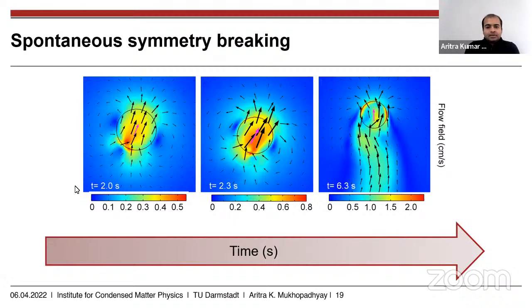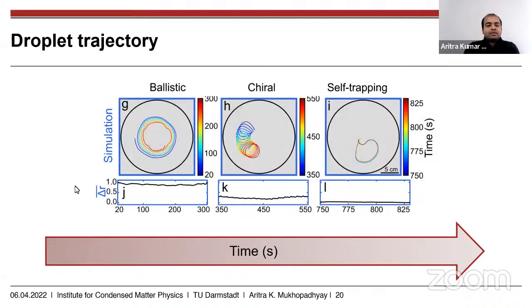In our simulations, we could identify the three regimes as seen in the experiment before. Initially, we have the ballistic regime, where the droplet moves around the Petri dish. In the intermediate time scale, we have the chiral motion. And eventually, we have the self-trapping of the droplet, where the motion is still chiral, but confined to a very small region. The mean displacement of the droplets also matches that of the experiment.